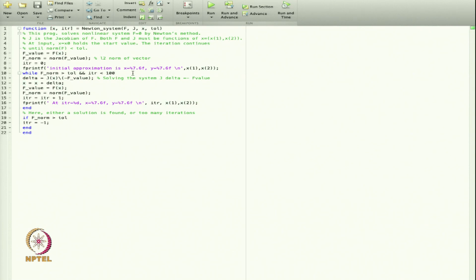Now, I will start with the while loop. Whenever the f norm is greater than tolerance and iteration is less than 100, this is the AND condition. So, both should be satisfied. If any one of the conditions is not satisfied, then the while loop will not work. From here I see that the f norm is greater than tolerance and iteration is also less than 100. So, this is true. Then I will go to the delta.